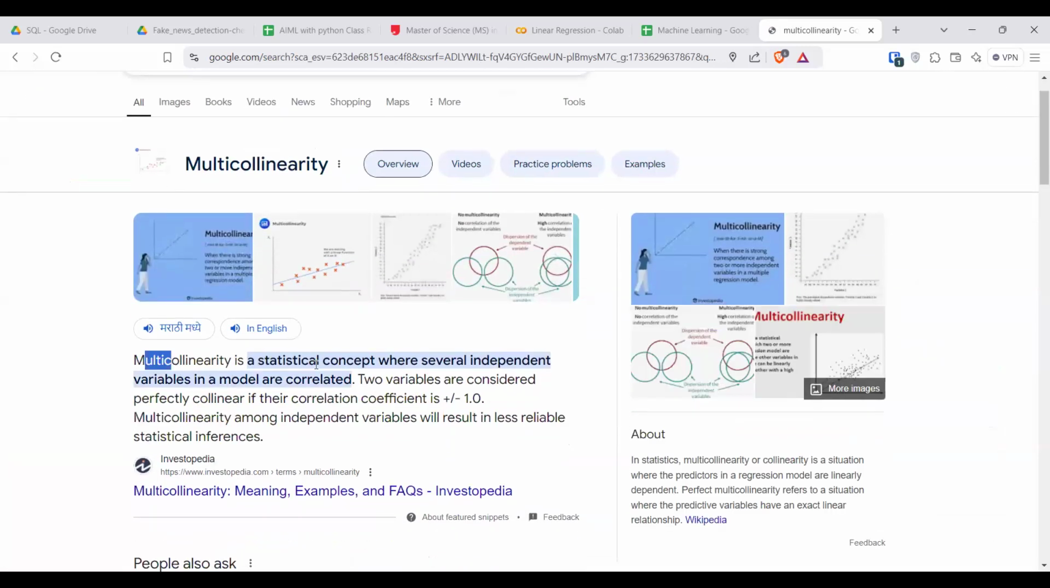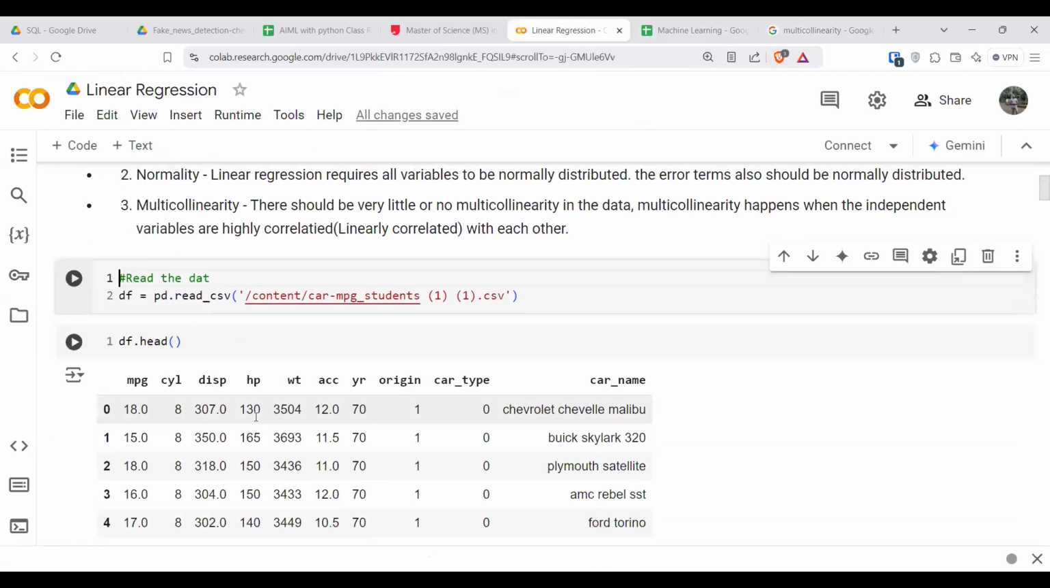This is very simple. It's a statistical concept where several independent variables in a model are correlated, right? So, for an example, as I've given the explanation here, what is your target variable? It's mileage per gallon, right? And you use cylinder, displacement, HP, weight, acceleration, year, origin, and car type to predict your target variable, right? Now, if these two variables have high correlation between them, right?